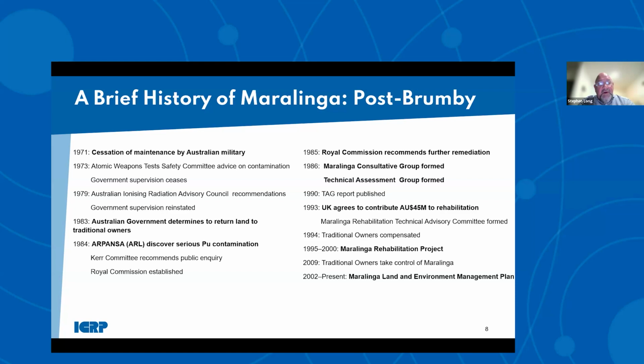And within 2 days, there was a very serious phone call to the Minister to say, don't hand back the land. We've found very serious plutonium contamination, which was not expected. That prompted the Australian government to review how forthright the British had been in telling the Australian government what had happened to the site and what was left there.